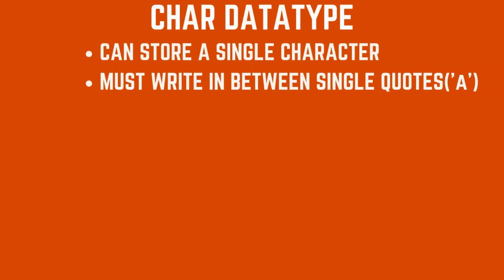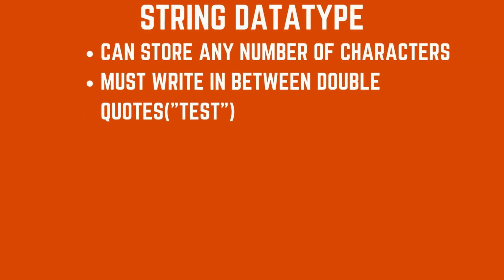The next data type we'll talk about is the char data type. The char data type is a data type that only stores a single character. For example, you could use it to store a student's grade letters. The last data type that we will see is the string. A string is a data type that can contain any number of characters.